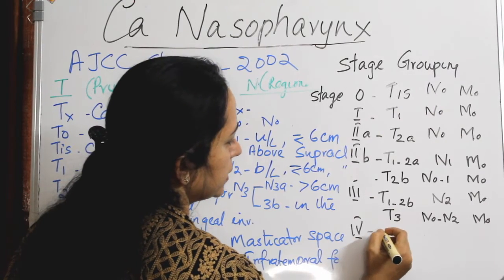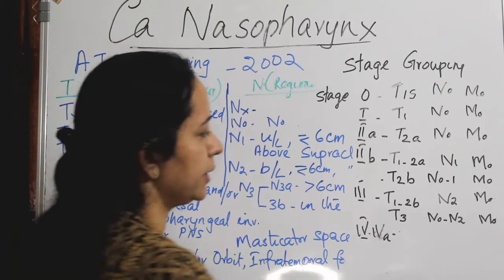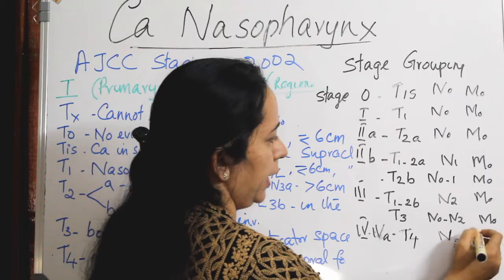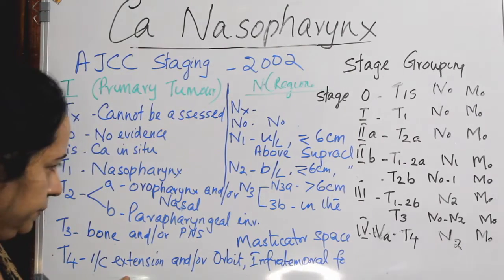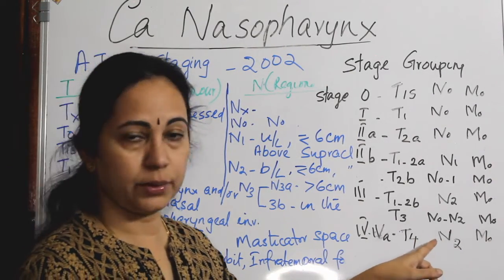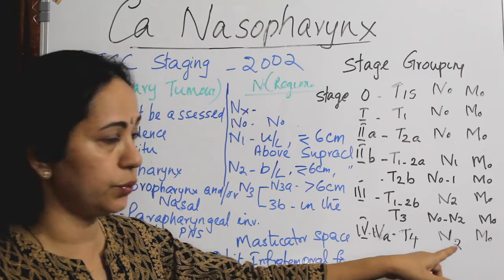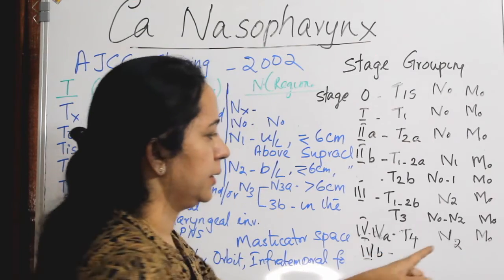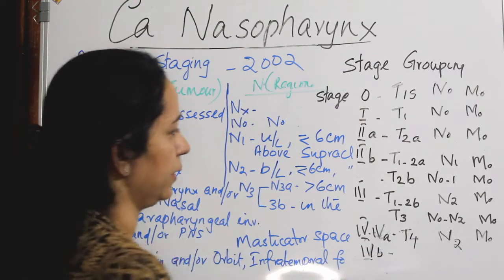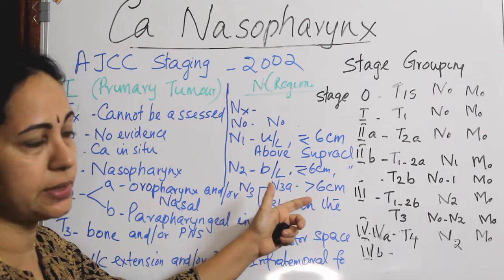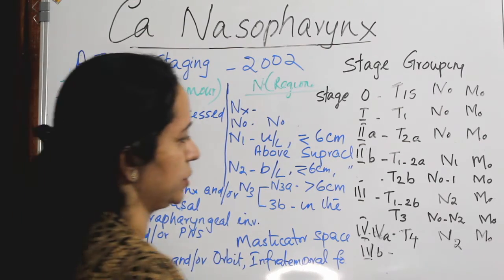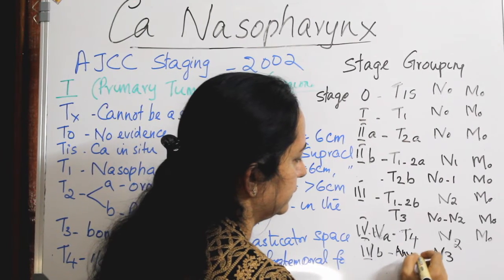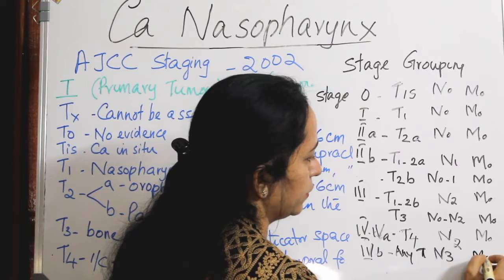So stage 4A: N staging is up to N2, but here it becomes T4 and M0. Okay, so T4, N0, N1 to 2 becomes stage 4A, and for stage 4B, the N staging changes to N3. Any node either more than 6 cm or in the supraclavicular fossa, that is N3, and any T here, and this is M0 again.